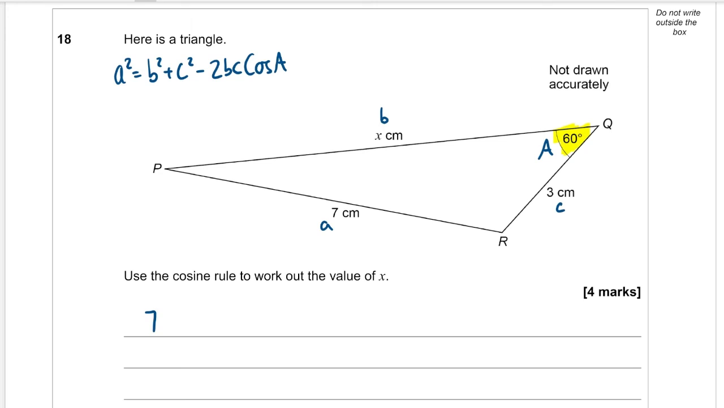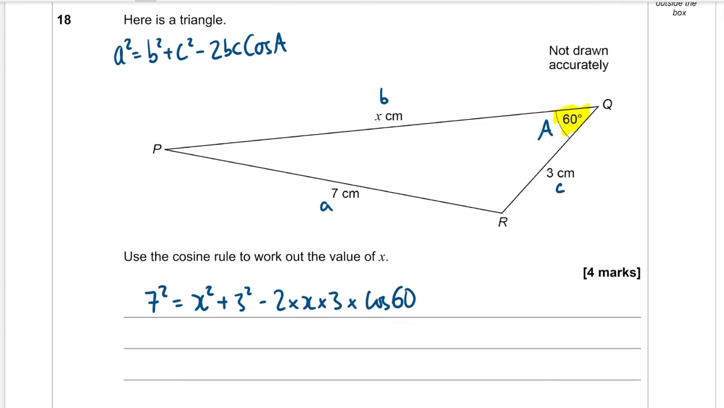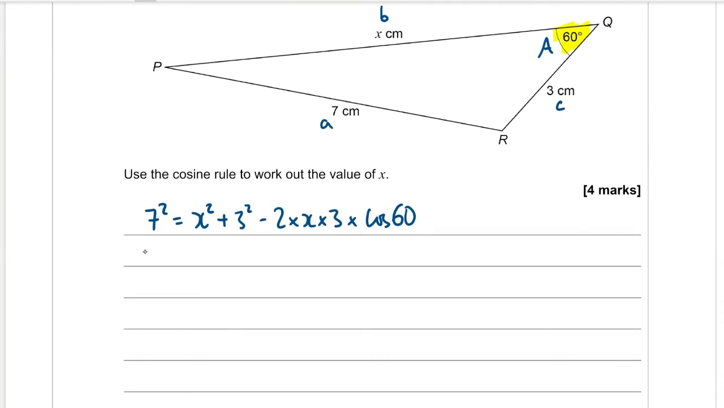A squared is 7 squared, b squared is x squared, c squared is 3 squared, minus 2 times x times c, which is 3, and then multiplied by cosine of 60. Simplifying, this gives me 49 is equal to x squared plus 9 minus 6x multiplied by cosine of 60.